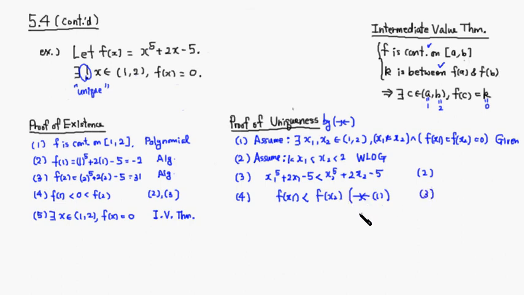Therefore we have a contradiction, which establishes that we cannot have more than one x value between 1 and 2 such that f(x) = 0. So that's it. Combining those two proofs, we establish that there exists a unique x value between 1 and 2 such that f(x) = 0. I hope that this was clear.